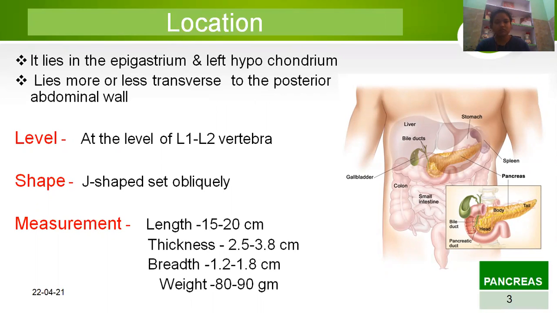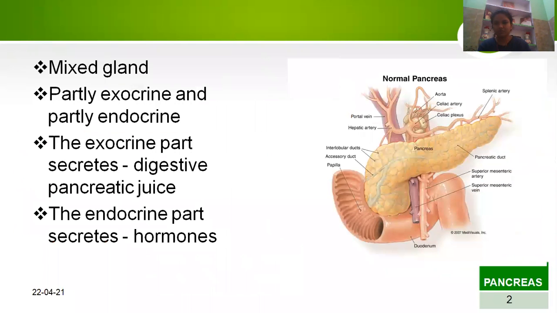What is the level of pancreas location? Basically it is at the level of the L1 to L2 vertebra, first lumbar vertebra to second lumbar vertebra. The shape is J shape. In the previous diagram, this is the J shape, and oblique.